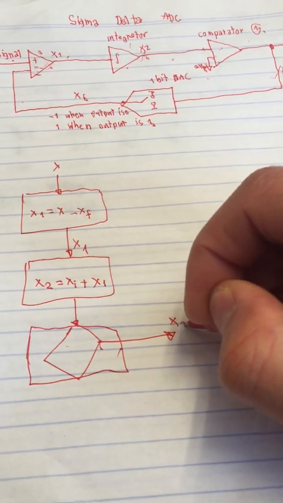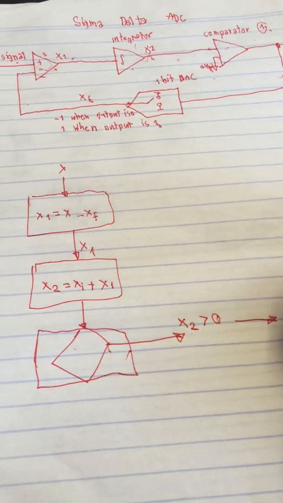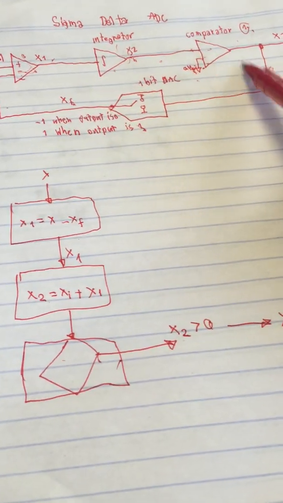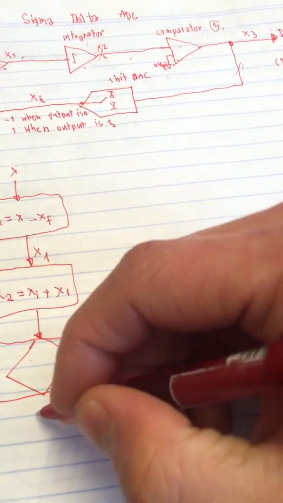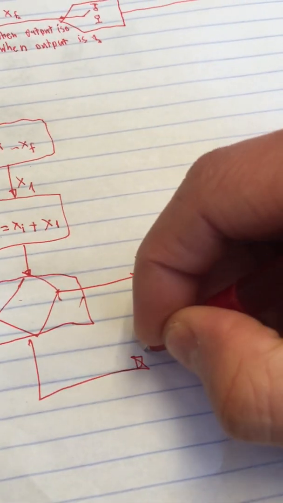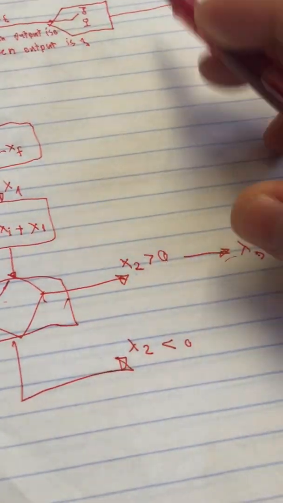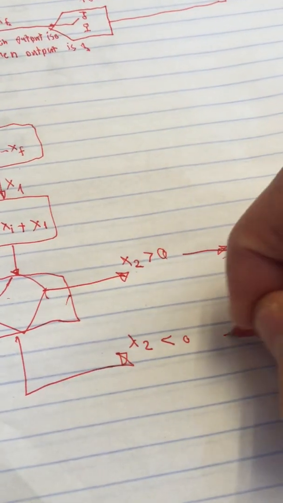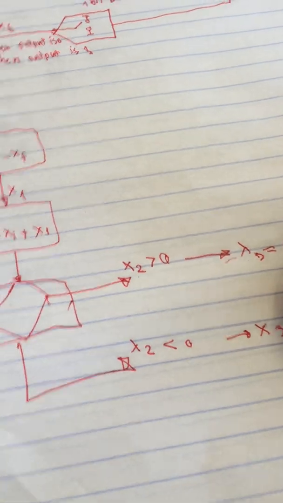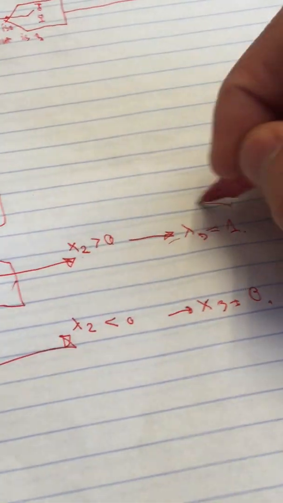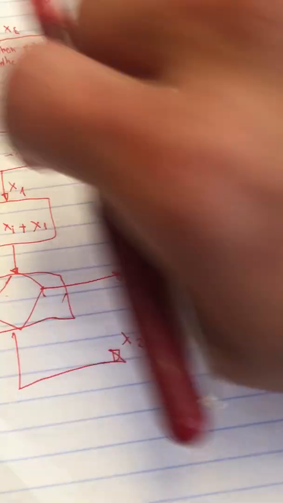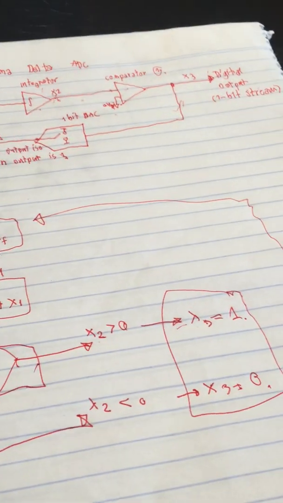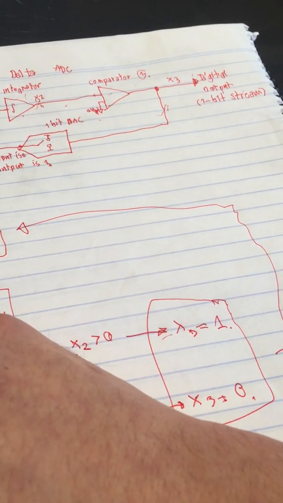The first case is when X2 is greater than 0: X3, the outcome of the system, is 1, at a high level. The other case is when X2 is less than the reference value, which is 0: the output is 0. That then moves back into the first step of the loop, just like a servo motor. That idea solves the oversampling problem, which is the propagation delay of the converter.